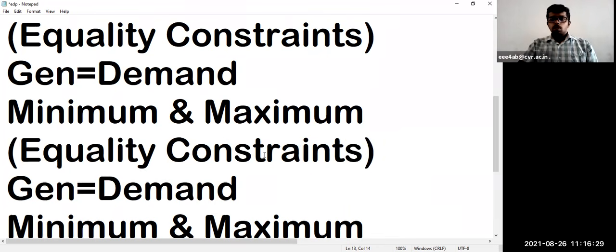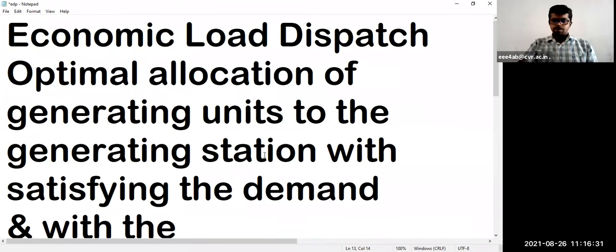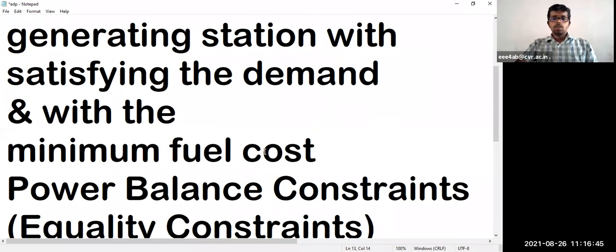Okay, so what is meant by economic load dispatch? I'm repeating: economic load dispatch is nothing but optimal allocation of generating units in the generating station while satisfying the demand, and also with the minimum fuel cost. Minimal fuel cost is our objective function. So the objective function of economic load dispatch is to minimize the total fuel cost.